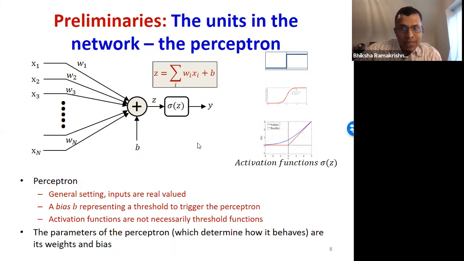Let's begin by looking at the basic units of our network. The perceptron. Here is the perceptron. It operates on real valued inputs. And first, it computes an affine combination of these inputs, which is to say a weighted sum of these inputs plus a bias. And then it applies an activation function on this affine combination. The basic activation that we've seen so far is the threshold activation, but in reality it can be any other kind of activation like the sigmoid or the ReLU or the soft plus. Now the parameters of this perceptron, which are the weights and the bias, determine how it behaves.